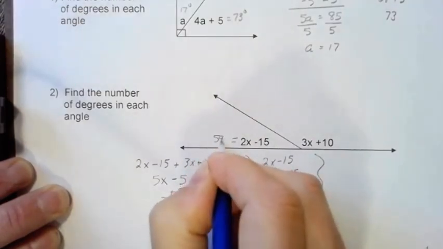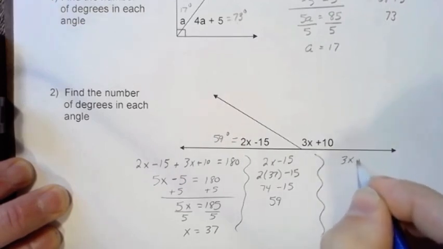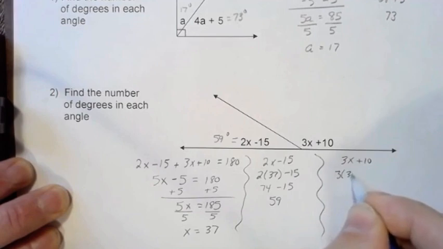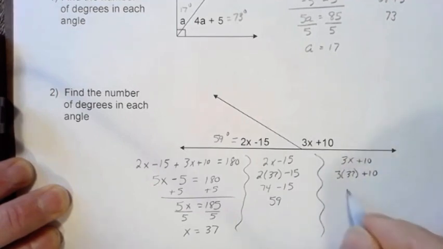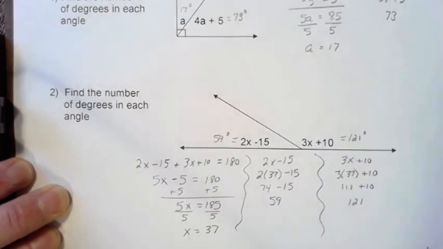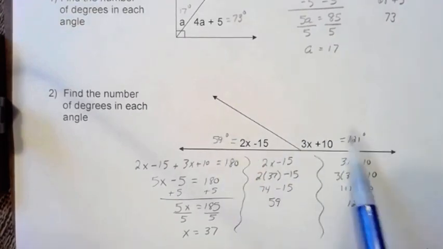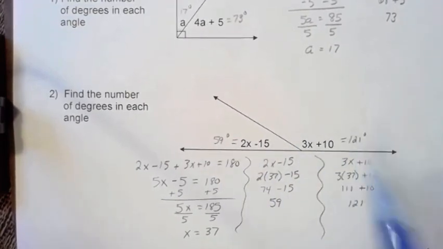So this is going to have to be a 59-degree angle. All right, now I'm going to take the angle 3x plus 10, and once again, I'm going to substitute in 37 for x. If you multiply 37 by 3, you get 111, and adding 10 to that gives you 121. So this is a 121-degree angle. And once again, I can check to make sure I did this right by adding these numbers together. 59 plus 121 does equal 180, as it should, because this was a linear pair, and these angles were supplementary to each other.